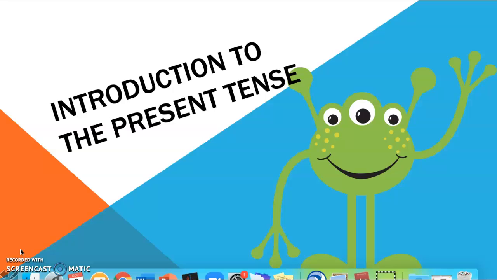Hi class, today we are going to learn how to conjugate verbs in the present tense. So this is going to be an introduction to the present tense as well as how to conjugate a verb in Spanish. So we are going to look at our AR verbs first, and then later on this week we will look at our ER and IR verbs.